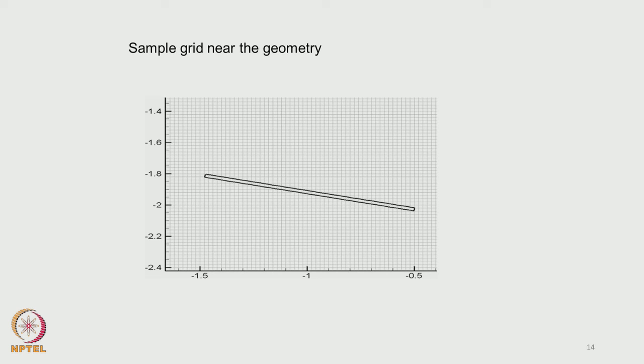So, here is another example. This is an inclined plate, and in the background you are seeing a structured mesh, a regular rectangular mesh, and what is shown here is a zoomed view very near the geometry. You can observe the same uniform mesh everywhere, because you want a fine mesh near the geometry, and though that is possible to do, elsewhere you also get a fine mesh.